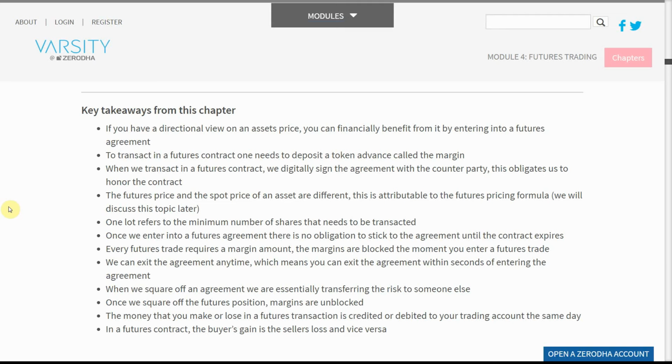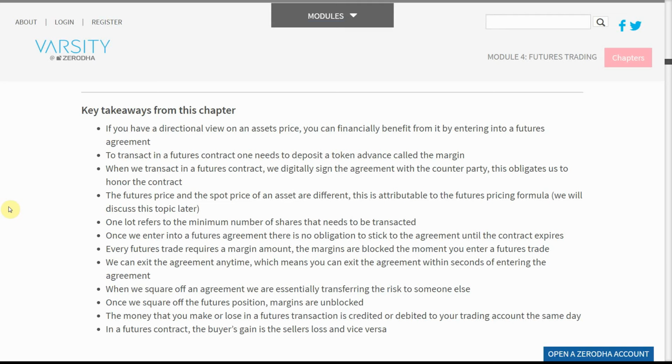The futures price and the spot price of an asset are different. This is attributable to the futures pricing formula. We will discuss this topic later. One lot refers to the minimum number of shares that needs to be transacted. Once we enter into a futures agreement, there is no obligation to stick to the agreement until the contract expires.